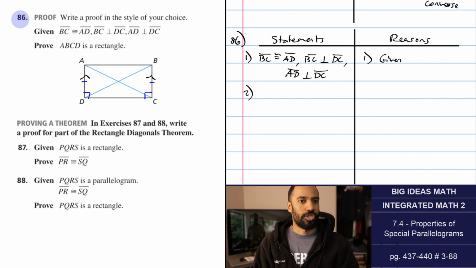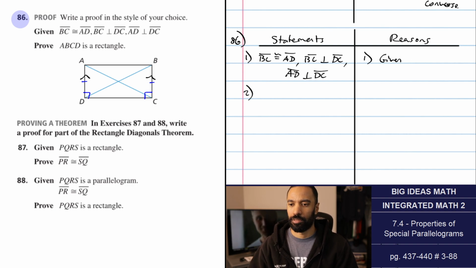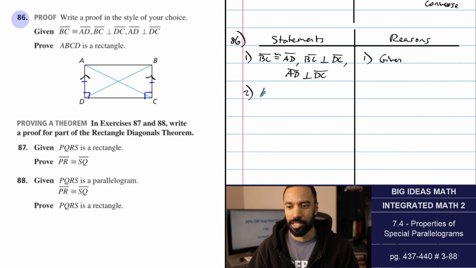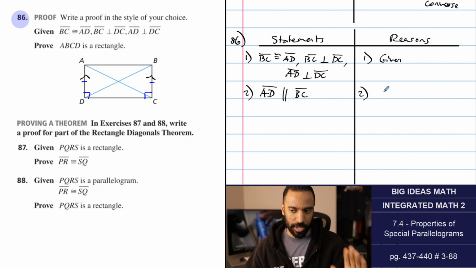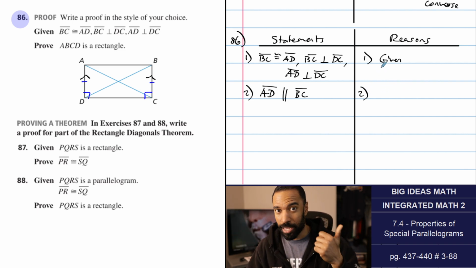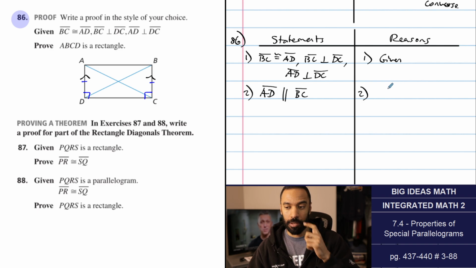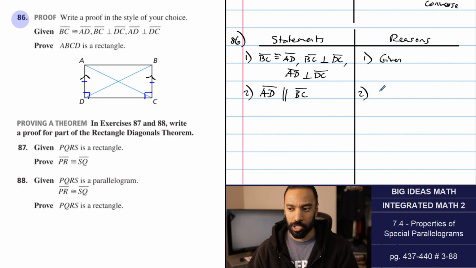But it is two, AD is perpendicular to BC. I don't want to do the whole they're right angles and then they add to 180 and stuff like that. AD is parallel to BC. I'm just going to explain it. It's same side interior angles converse, but this way, two lines perpendicular to the same line are parallel to each other. Perpendicular to same line.